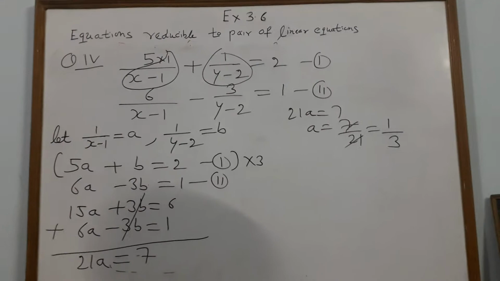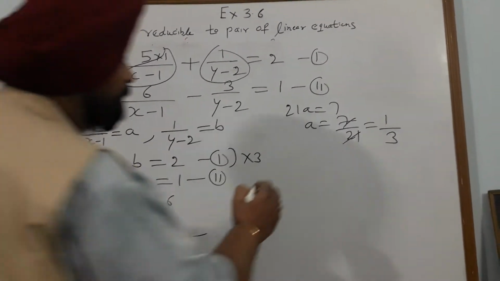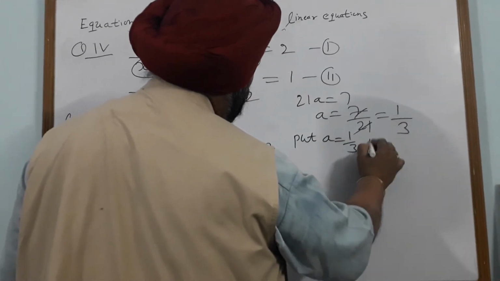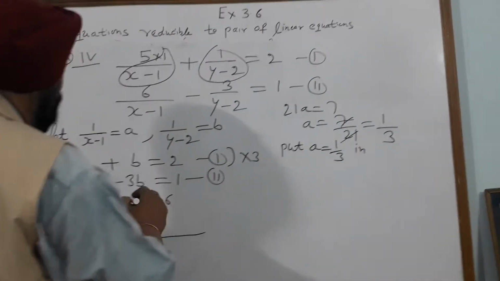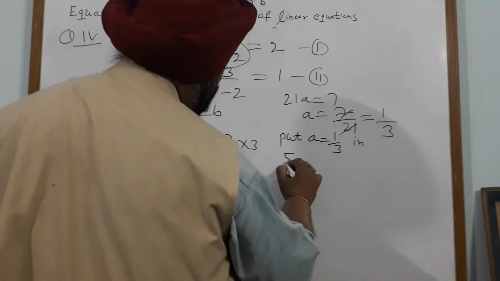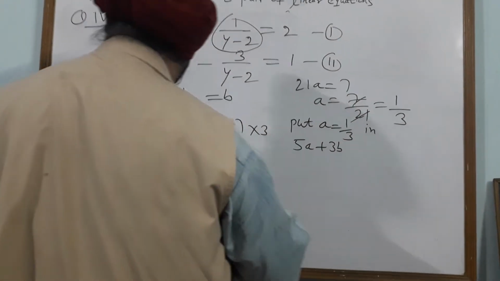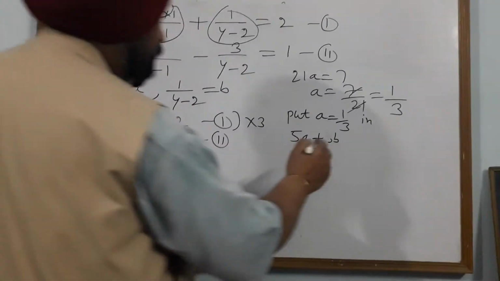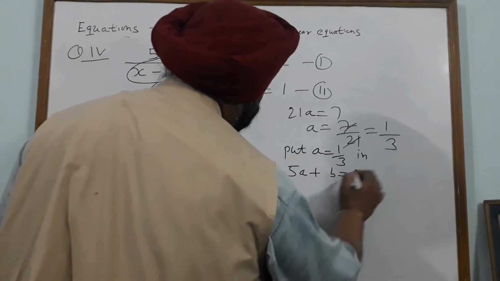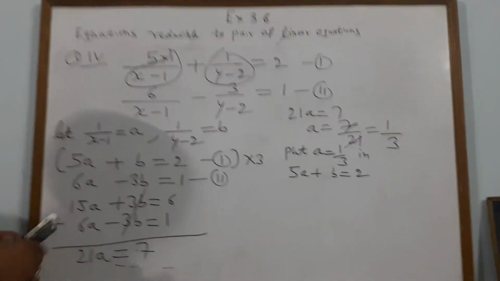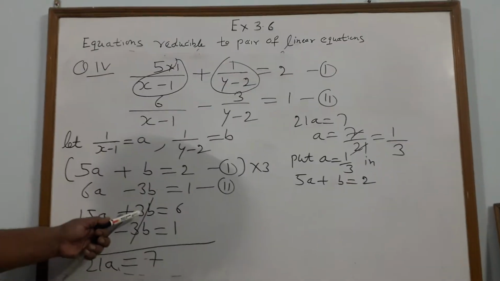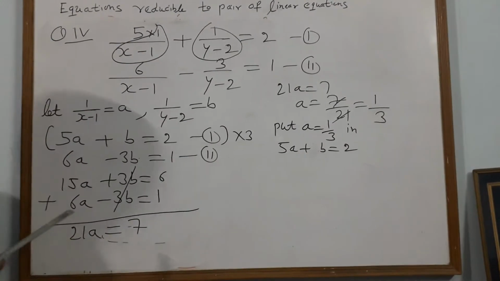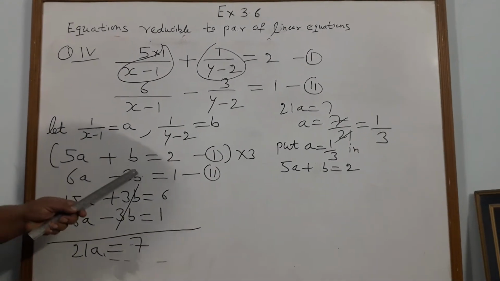Now we have to find the value of b. So put a is equal to 1 by 3 in the equation 5a plus b is equal to 2. The value of b can be found from any one of these equations, but it is easier to find from the equation 5a plus b is equal to 2.